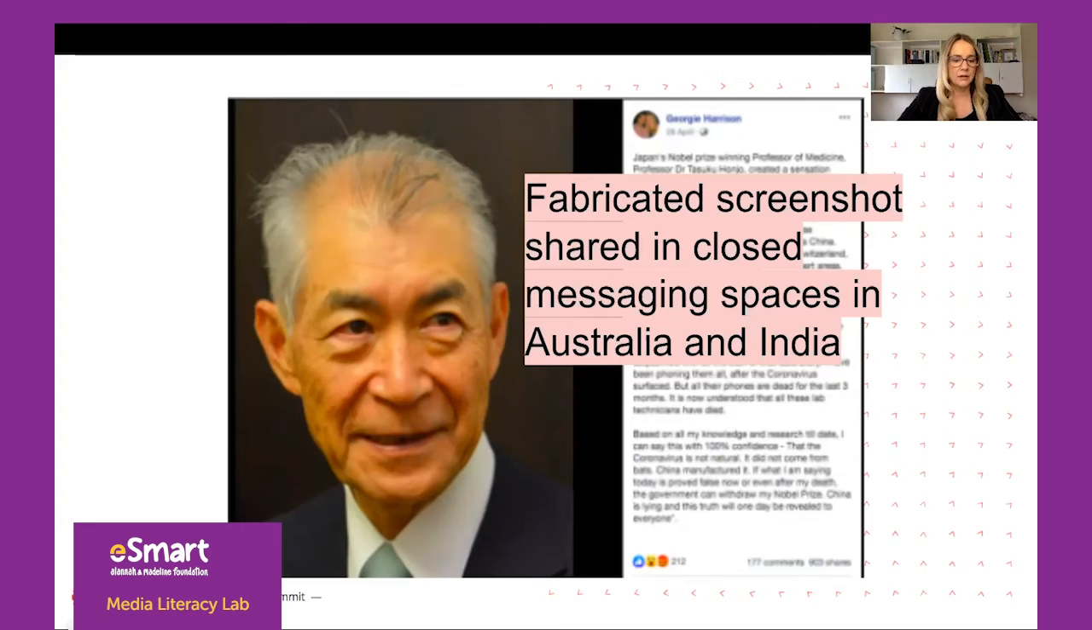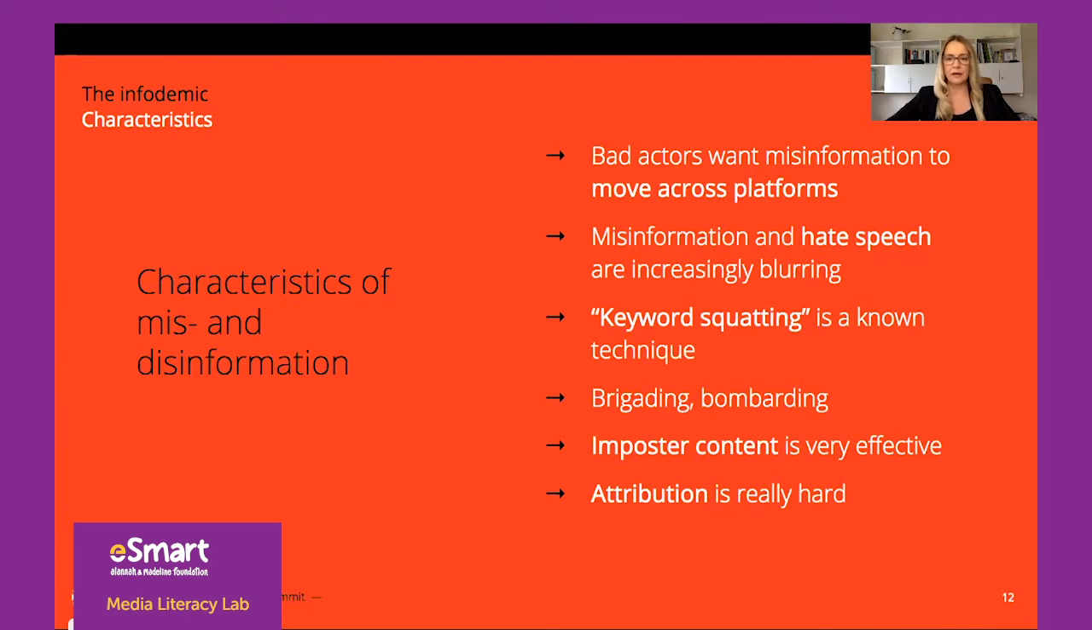If we have a look into some of the toolbox, if you like, of agents of disinformation in particular, we really see issues where things like keyword squatting is used. Now, this is something that was coined by the researcher Joan Donovan and also Brian Friedman from Harvard. And this is the strategic domination of keywords to misrepresent groups, individuals, or information.